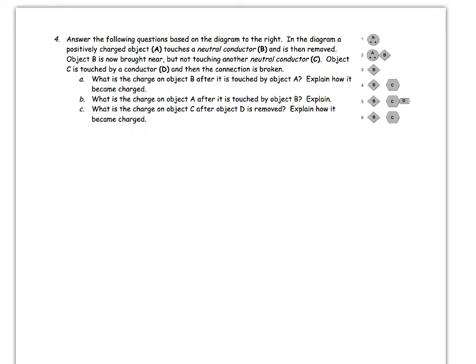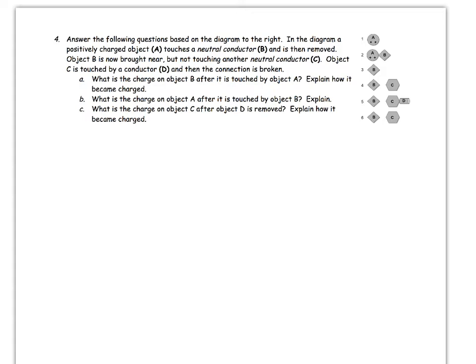For this question, we have a situation over here where a positively charged object A touches a neutral conductor, object B. That positively charged object is then removed, and then B is brought near another neutral object C, which is touched by D, and then D is removed. And we want to know the charge on the various objects at each point in time. So let's just take it one step at a time. Start with this first question here. What is the charge on object B after it's touched by A?